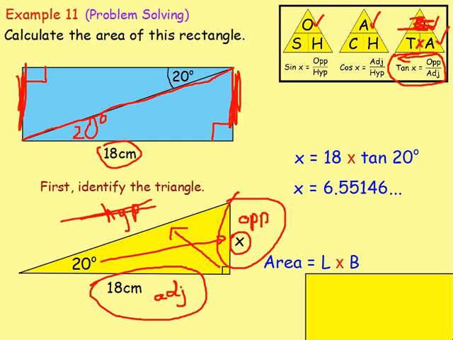6.55. Why have I put it down to quite a few decimal places, Abby? Because it's not your final answer. Exactly, because it's not our final answer. I'm giving it to a few decimal places.